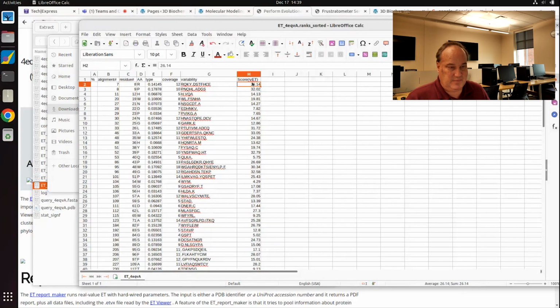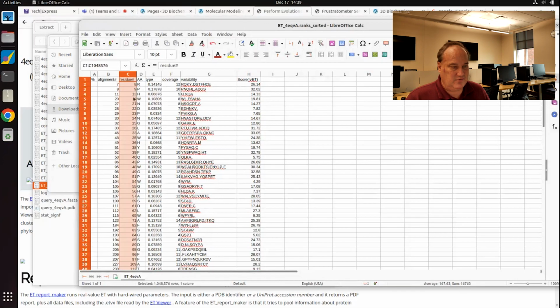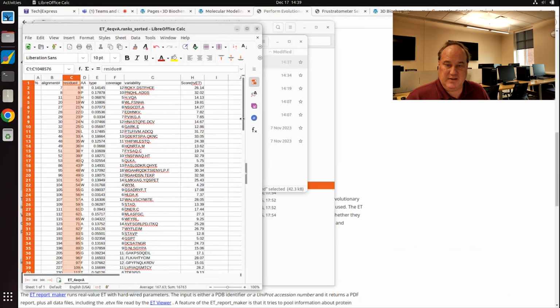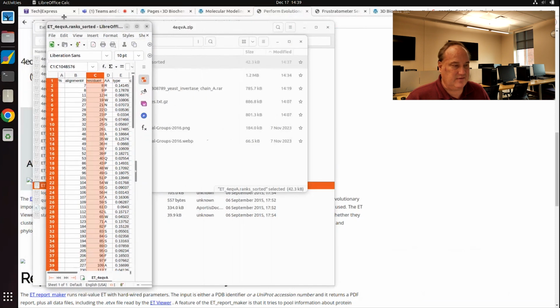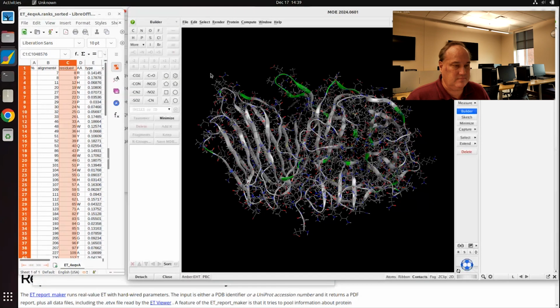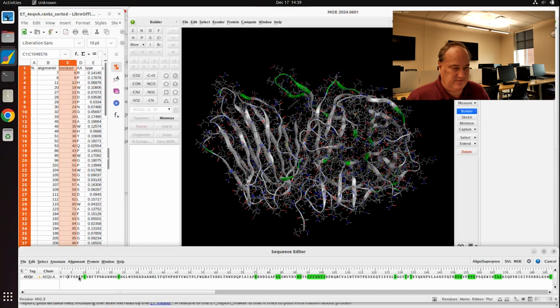And so they're not sorted by the score. This isn't the most important residue, but they're sorted in order of the residue number, right? And so then we can identify these in Mo. So let's go ahead and do that. If I bring up my sequence editor, I can say, okay, residue 8 and residue 9, and then residue 11, right?